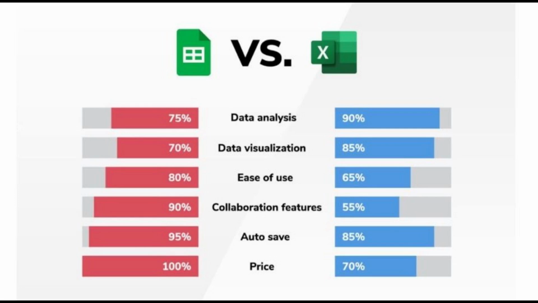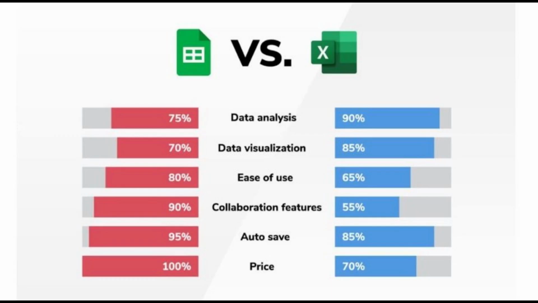Performance is another area where Excel tends to outperform Google Sheets. Excel is optimized for handling large datasets and complex calculations. It can process vast amounts of data efficiently, making it suitable for tasks such as financial modeling, statistical analysis, and large-scale reporting. Google Sheets, while capable, often struggles with performance when dealing with very large files or intricate formulas. Users may experience lag or slower calculation times, especially when working in a browser environment.